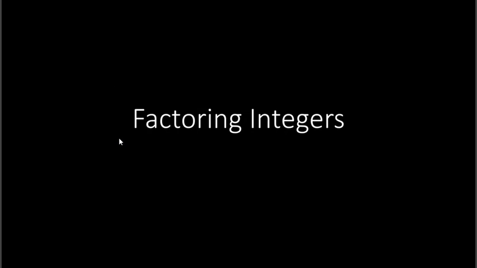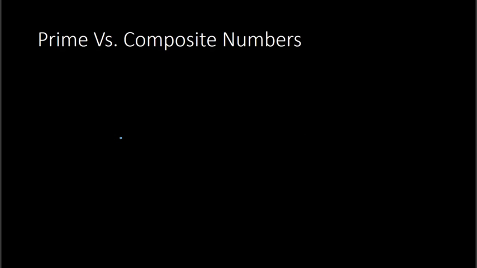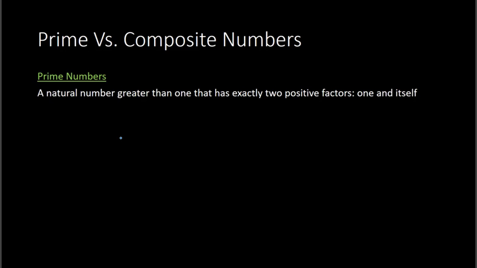So we need to know what a prime number is and what a composite number is. A prime number, by definition, is a natural number greater than 1 that has exactly two positive factors, 1 and itself. So for example, 2, 3, 5, 7, 11, 13, etc. would all be examples of prime numbers. And the reason is because the only number that you can divide evenly into each of those would be the number 1 and then itself.